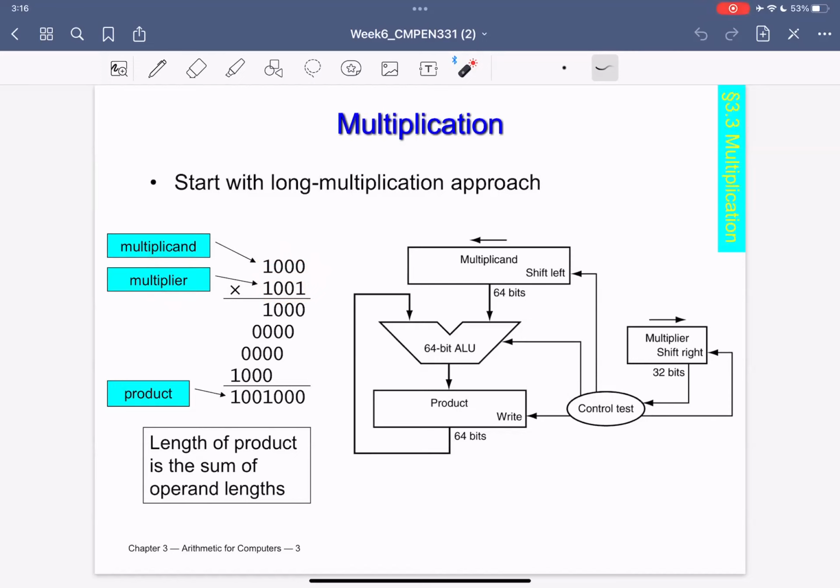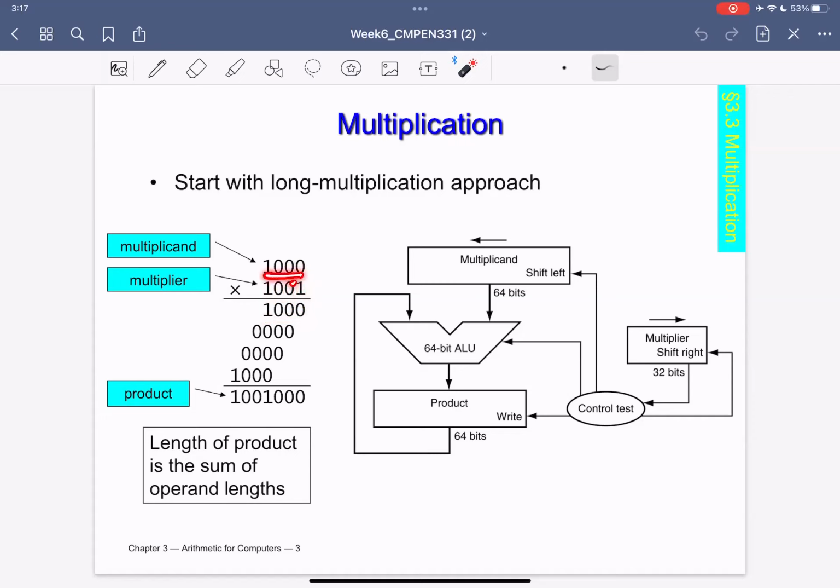Okay, so how can we do that? It will be 1 multiplied by all of these. 1 multiplied by 0 is 0. 1 multiplied by 0 is 0. 1 multiplied by 0 is 0. 1 multiplied by 1 is 1. Okay, so this is the number here. Then we'll shift to the left. We'll get the next number, 0.